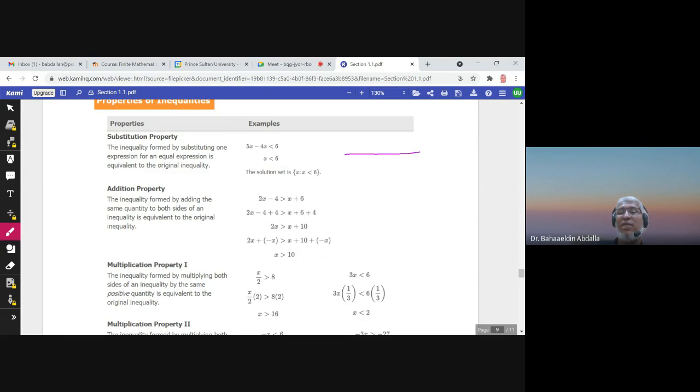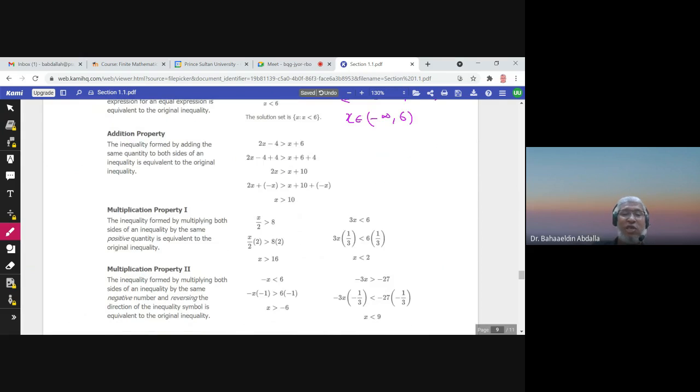If you want to write it in interval notation, so x less than 6 means x is to the left of 6. And this is the number line from negative infinity to infinity. So the solution would be x belongs to from negative infinity to 6 open, because there is no equality sign here. x is just less, not less than or equal. So that's the answer, from negative infinity to 6 in interval notation. You can add the same number to both sides, similar to the equation.